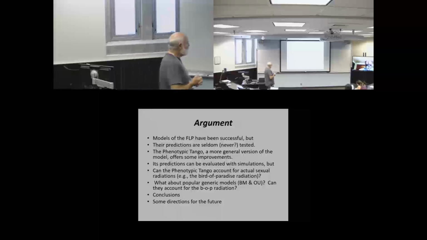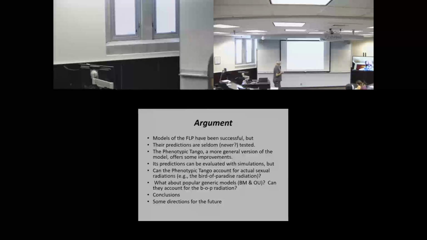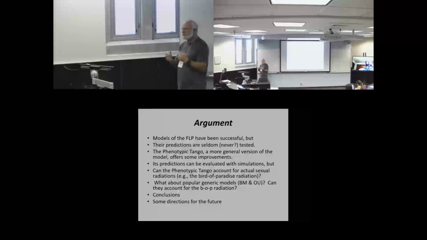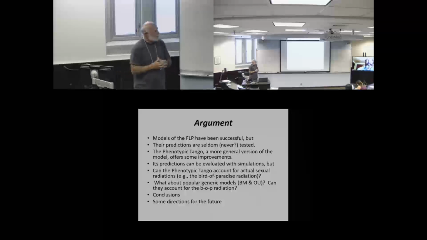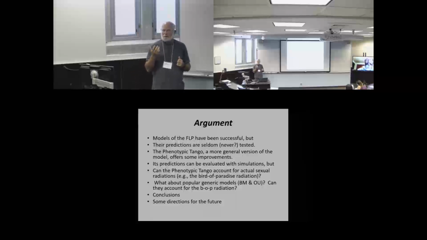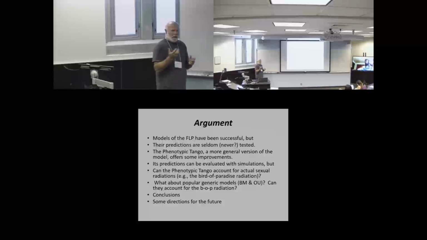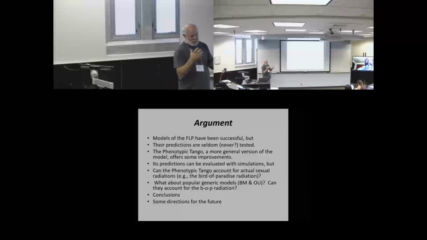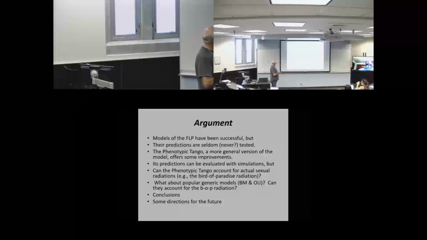And so the question then becomes, using those simulations, can we use this phenotypic tango model, this new multivariate model, not so different from the univariate one, to account for actual sexual radiations? The iconic example of sexual radiation is the birds of paradise and their displays. This is a radiation in which many characters are more extreme, showing a greater range than the entire remaining radiation of birds. So it's really quite incredible. If we can account for that, I'm thinking we can account for almost anything.